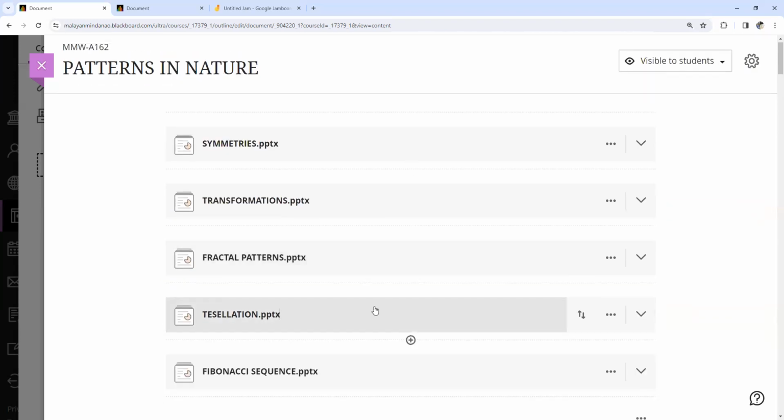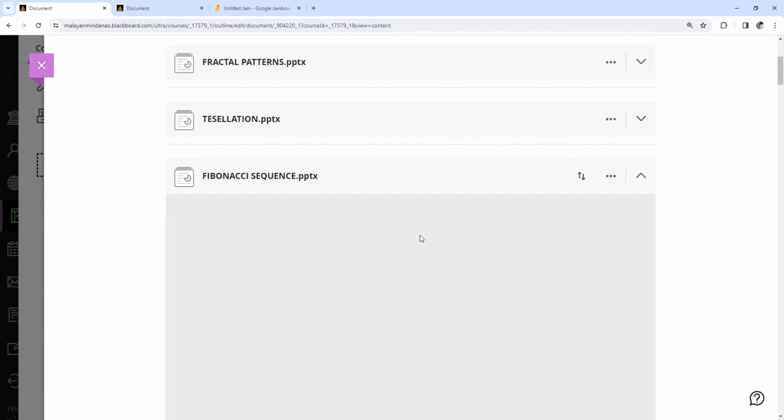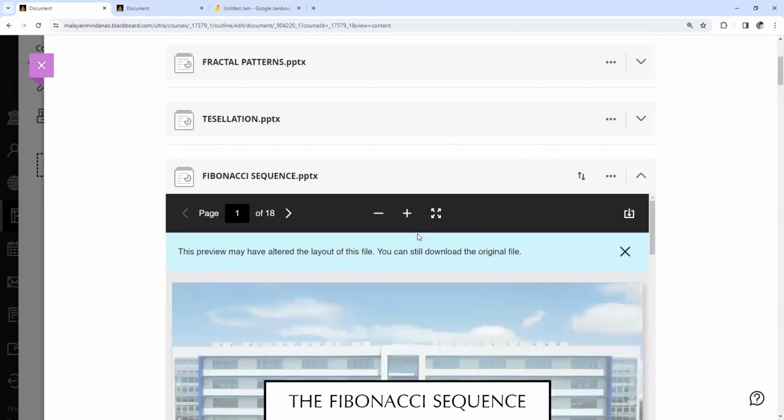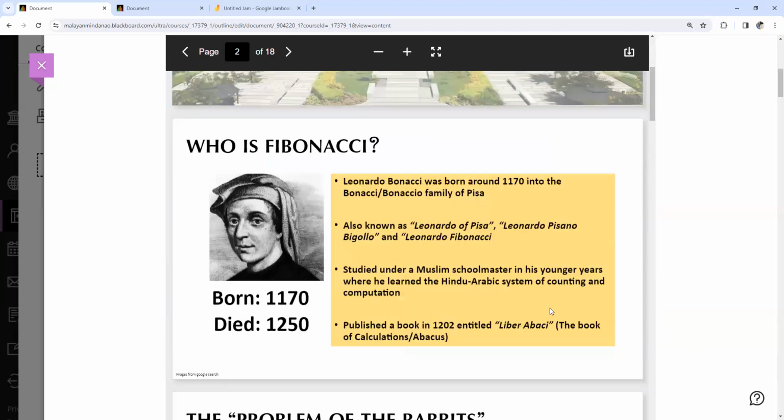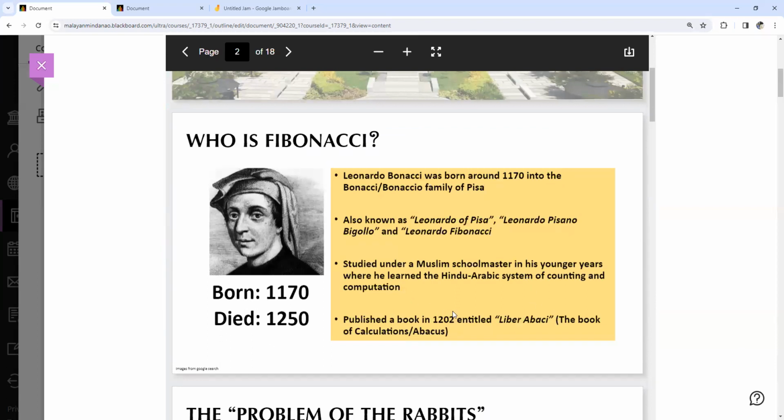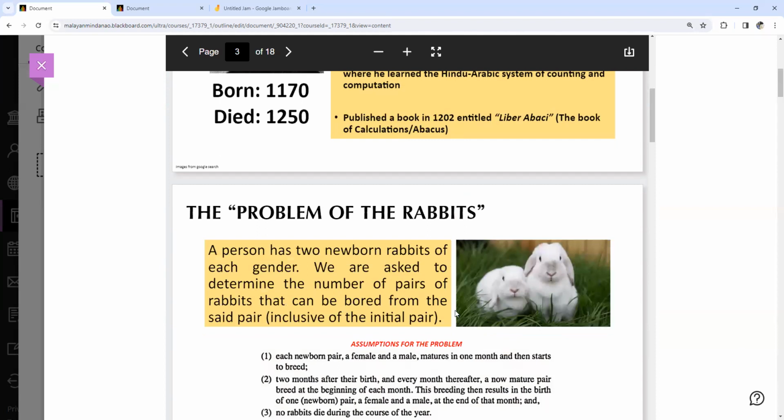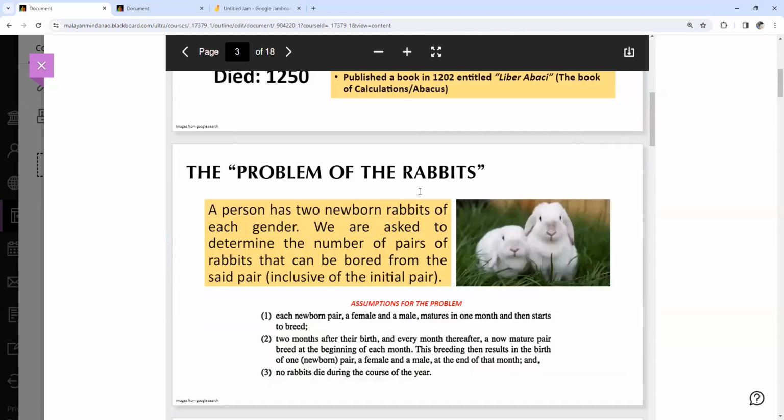I want to talk about the Fibonacci sequence, and hopefully, how much time do we have left? All right, so the Fibonacci sequence was invented by Leonardo Bonacci, and the way he invented it was by creating a hypothetical problem and solving it. This hypothetical problem involves two newborn rabbits, and the question is to determine the number of pairs of rabbits that can be born from the said pair.